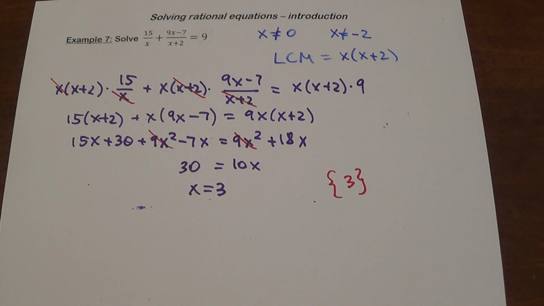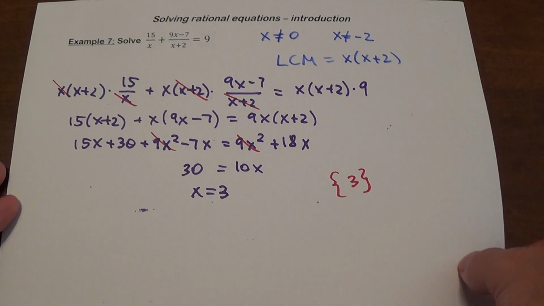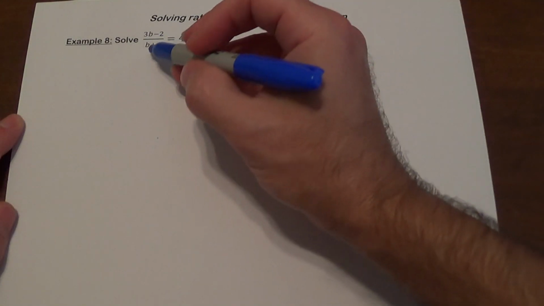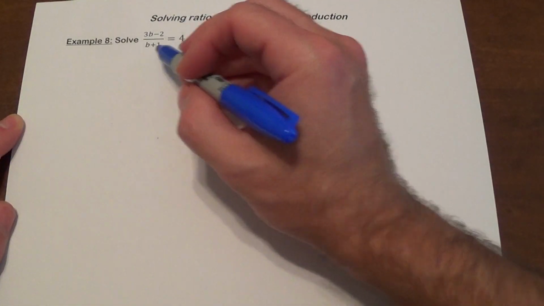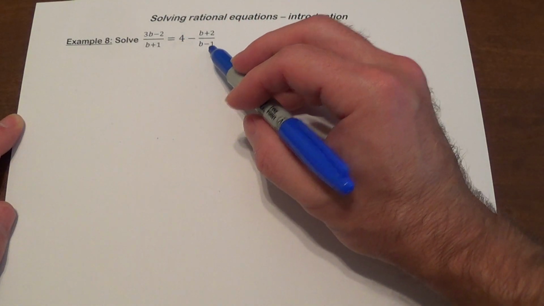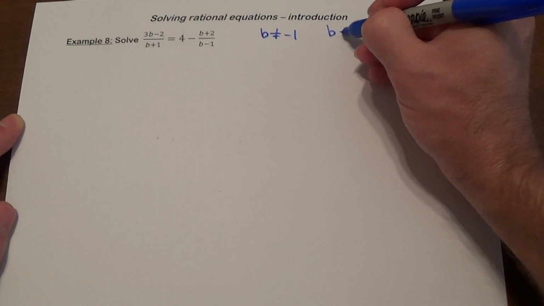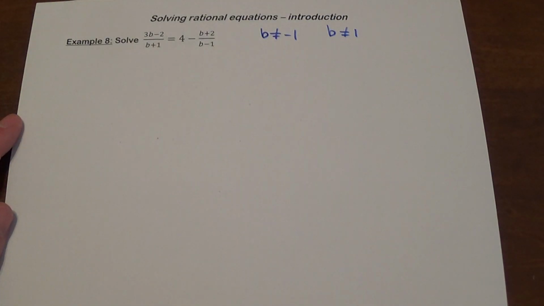Alright, moving on. Got a few more problems left to do. So here we're gonna have to figure out our excluded values first. What we have here, b cannot equal -1, and here b cannot equal 1. So b does not equal -1, and b does not equal 1. These are going to be our excluded values, right?